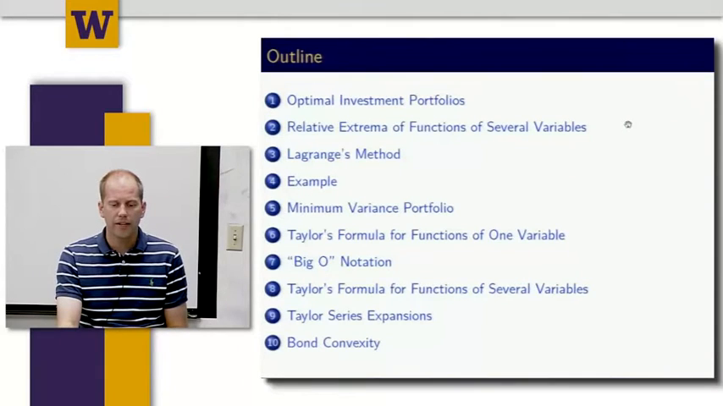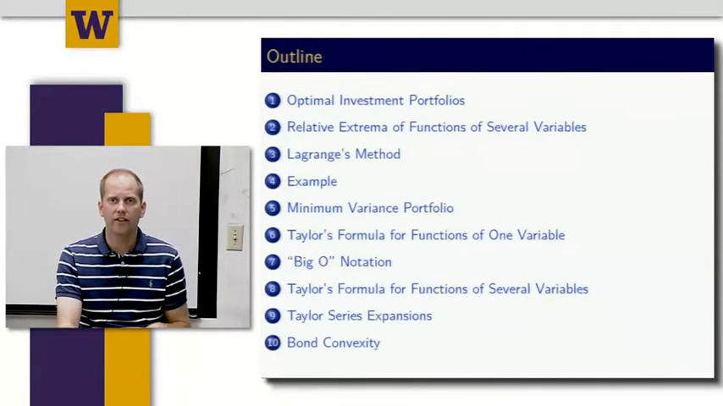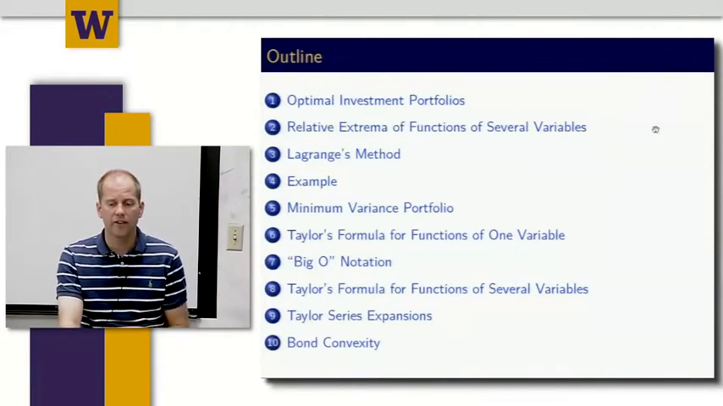Then I'll talk a little bit about relative extrema for functions of several variables. We saw already that if I had a function of one variable, if I wanted to find a local minimum or a local maximum, I had to use first and second order conditions. The first order condition gave me the critical points, and then the second order condition allowed me to classify those critical points as either a maximum or a minimum. And in section 2, I'm going to go over how you can do that now for functions of several variables.